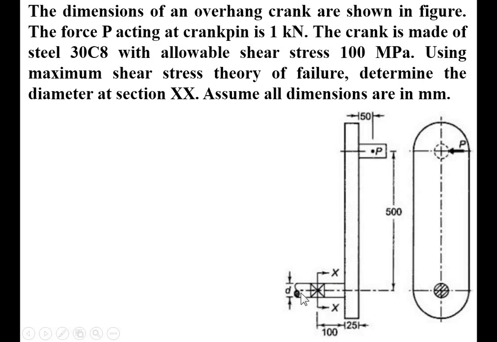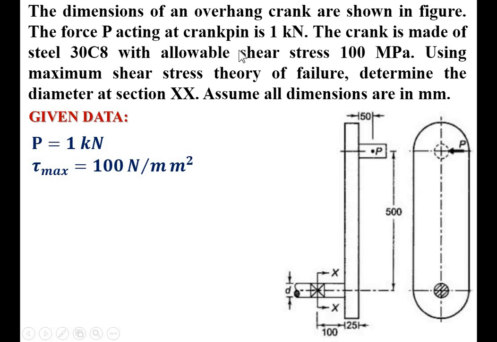So we want to find the diameter of this pin at section XX, and that is the bearing support. Assume all dimensions are in mm. The important part in the description is using maximum shear stress theory only. Given data: P, that means the force, is 1 kilonewton. Shear stress is 100 megapascal, and megapascal is Newton per mm square. Next, determine the diameter at section XX, so d is equal to question mark.